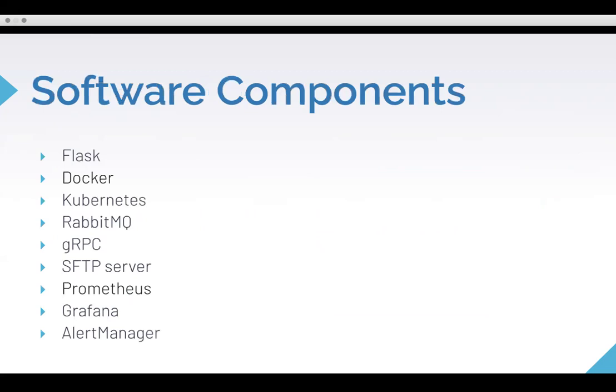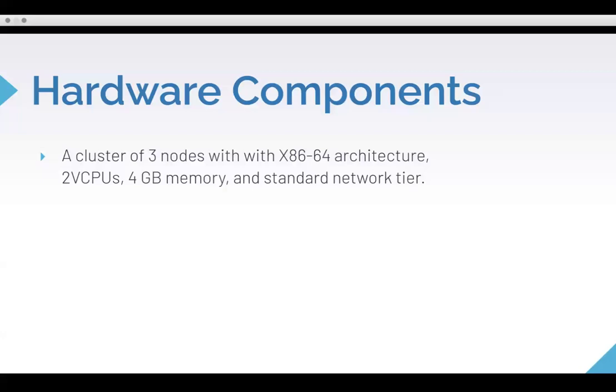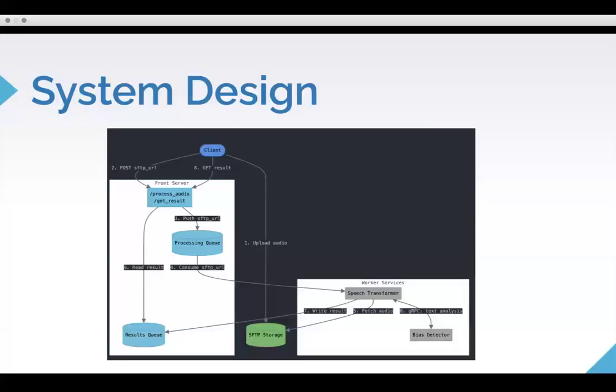So this system consists of several software components. We use Flask for the server, Docker for the containerization, Kubernetes for the orchestration, RabbitMQ for queuing the tasks so that we are able to process the requests in parallel, gRPC for inter-container communication, an SFTP server to transfer the file, and Prometheus, Grafana, and Alert Manager for monitoring. Our Kubernetes cluster consists of 3 nodes with x86 64-bit architecture that have 2 CPUs and 4 GB memory, and we use a standard network layer.